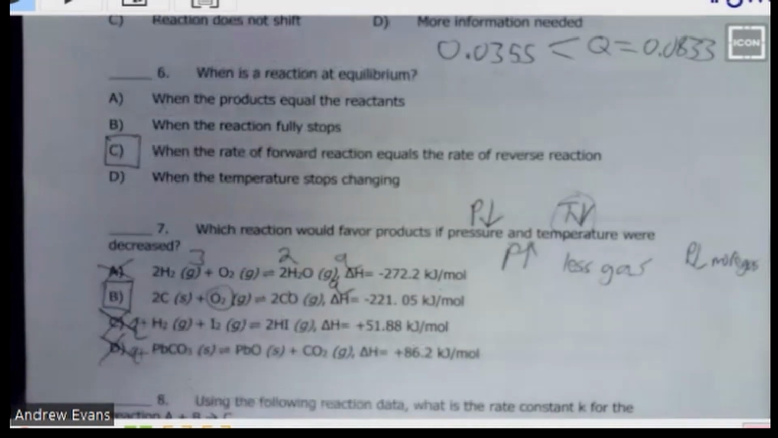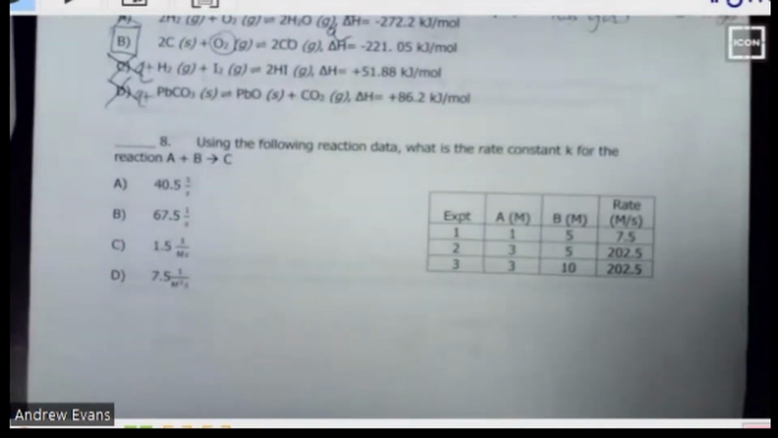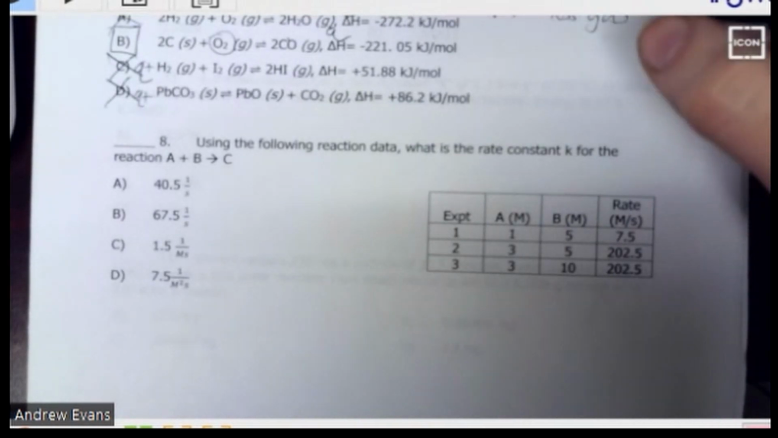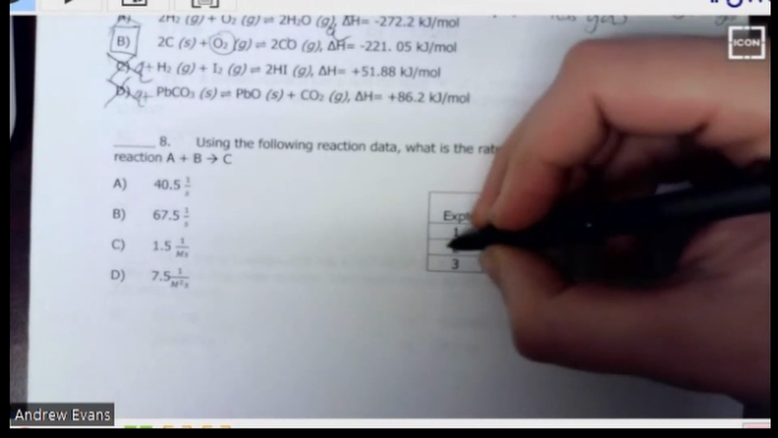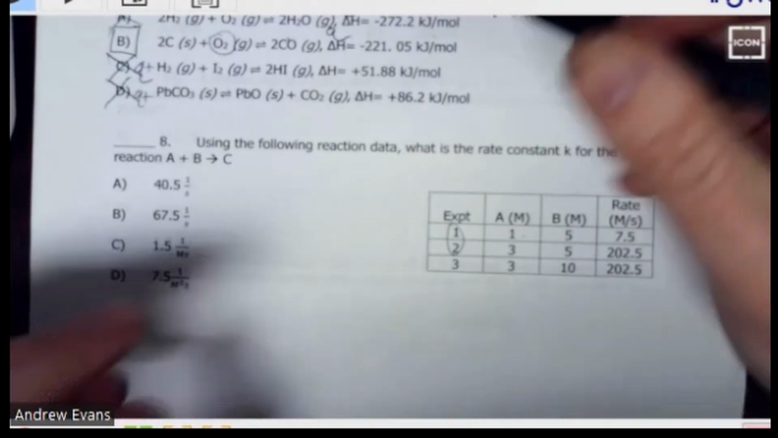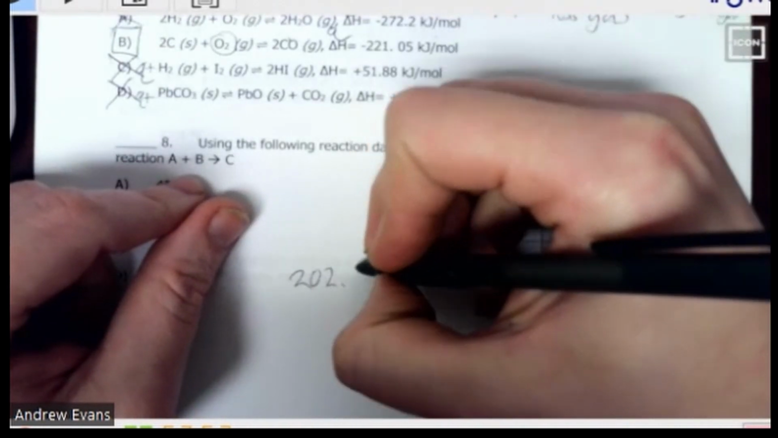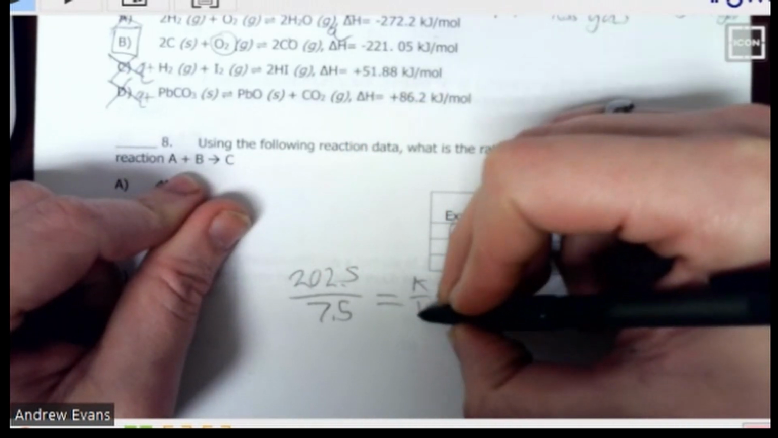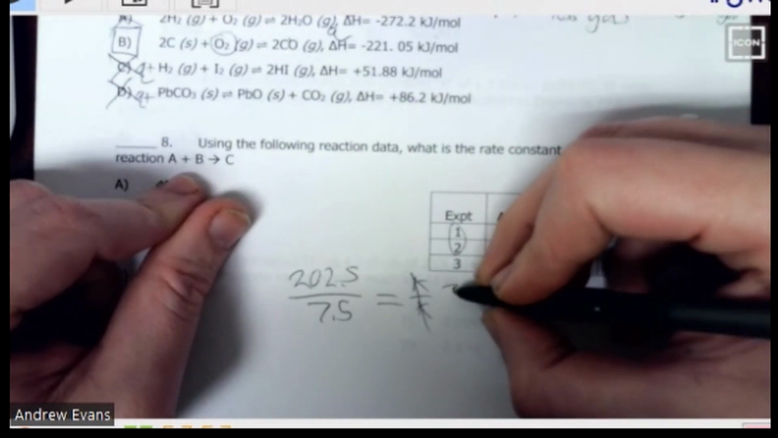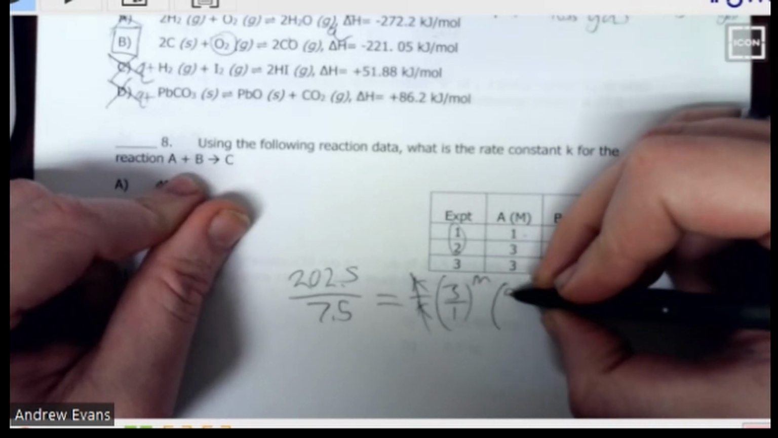Okay. Now, 8. What did you find from the rate data? What is the rate constant for this one? So when we compare experiment 1 to experiment 2, I'm going to skip some steps, but 202.5 over 7.5, the two rates, equals k over k, which cancels out, 3 over 1 to the M, and 5 over 5 to the N.